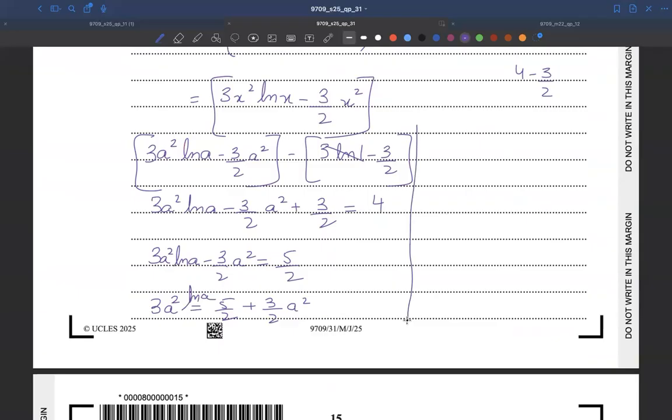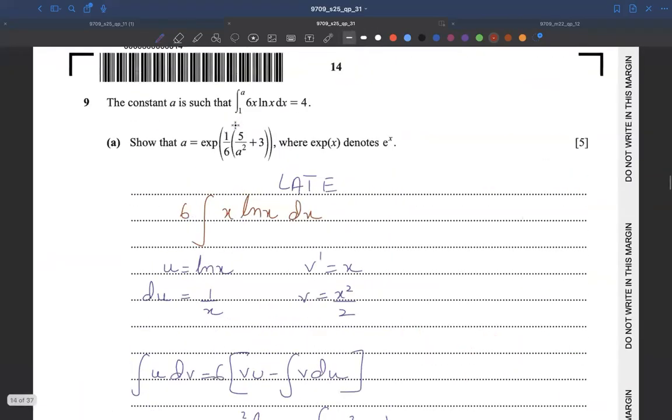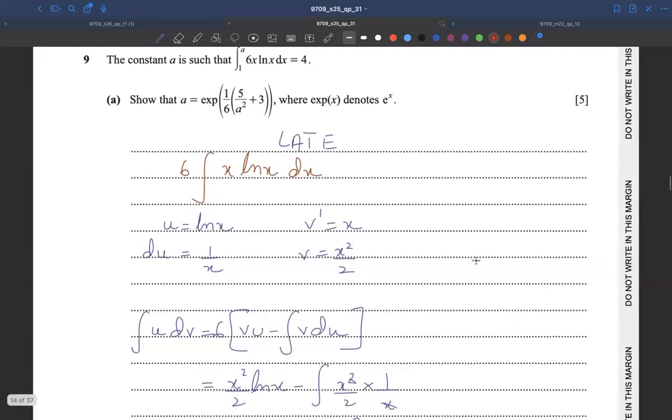Continuing the working over here, 5 plus 3 is 8 upon 2, so 5 plus 3a squared. Okay, and now we'll divide by 3a squared on both sides. So we'll get ln of a is equal to 5 upon 6a squared plus 3 upon 3 and 3 will cancel. So when 3 divides 3 upon 2 over here, this 3 and 3 cancel. So we'll get 1 upon 2, and a squared will also cancel out. So we'll just get 1 upon 2 over here. So we have 5 upon 6 and 3 upon 6, yes, that will be 1 upon 2. So that's fine so far.